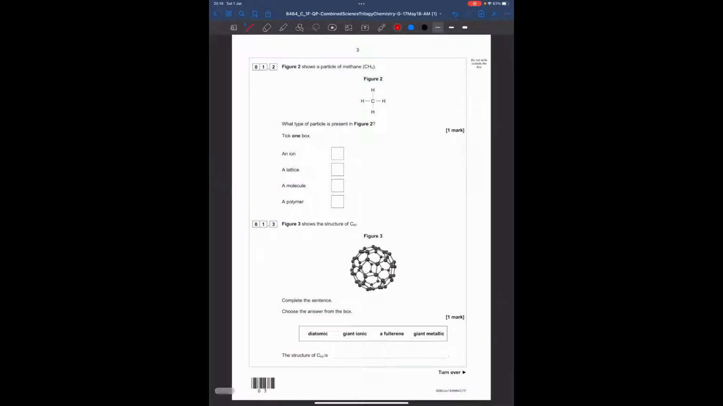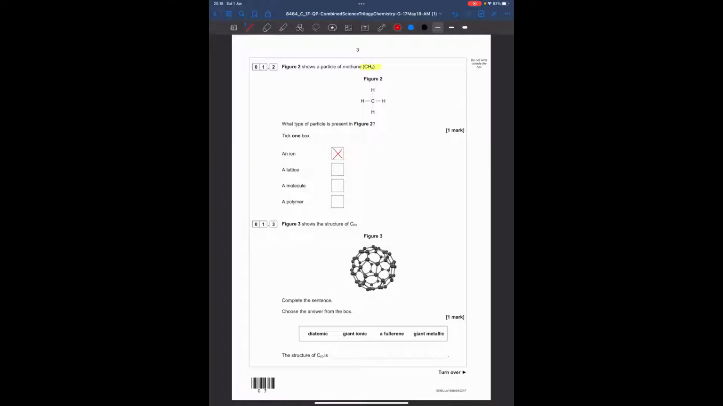Question 1.2. Figure 2 shows part of a methane molecule, which is CH4, and you've got the diagram of it here. What type of particle is present in figure 2? So, an ion is what we just saw before on figure 1, when it was charged. There are no charges in this, so it's not an ion.